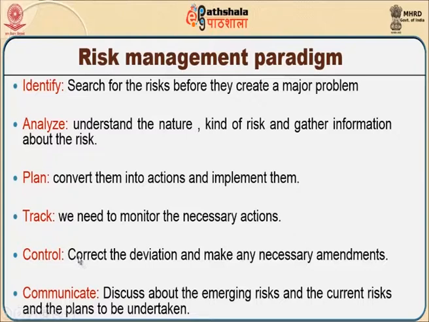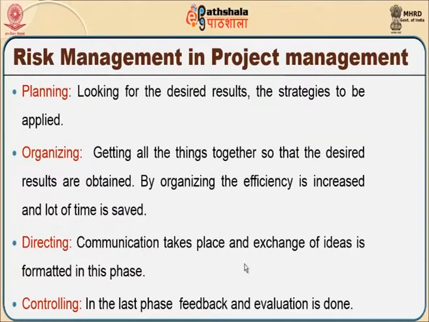As the next phase, we may have to either completely remove or control this kind of risk, which we call the correction measure, or correct the deviation and make necessary amendments, which we call a control measure. And finally, we may have to communicate on the emerging risk and current risk and the plans to be undertaken. How is risk management handled within project management?